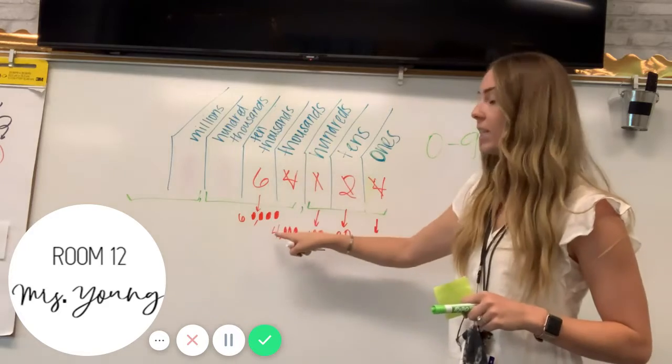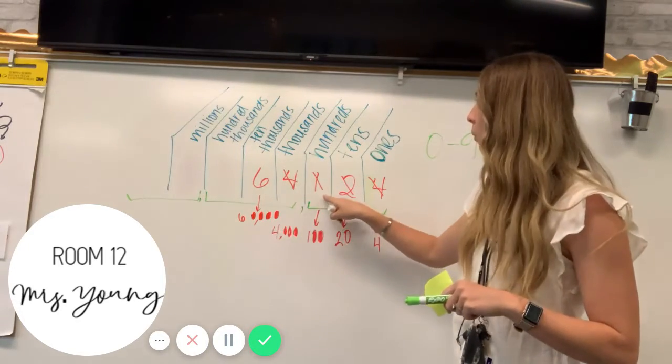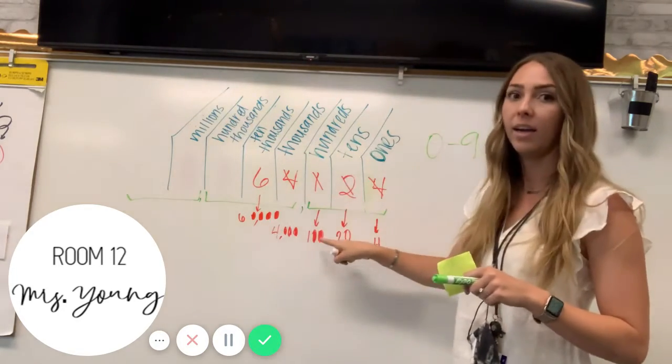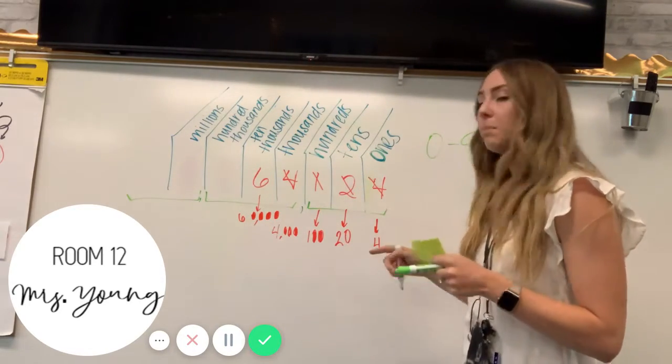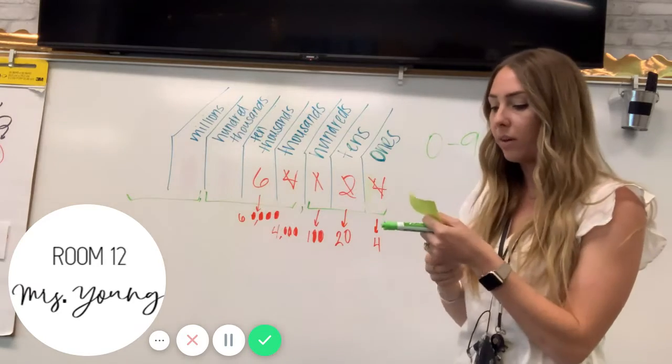4 in the thousands place, 4,000. 1 in the hundreds place, 100. 2 in the tens place, 20. 4 in the ones place, 4. So that's a quick review.